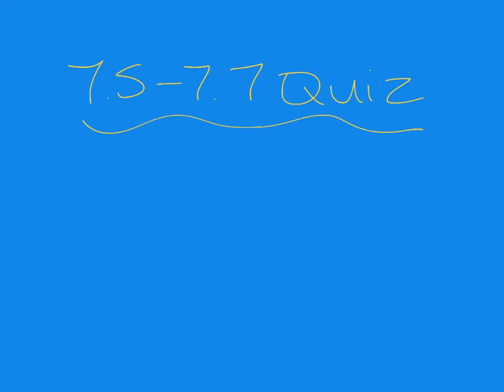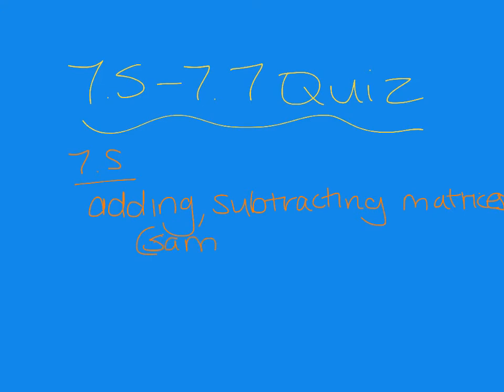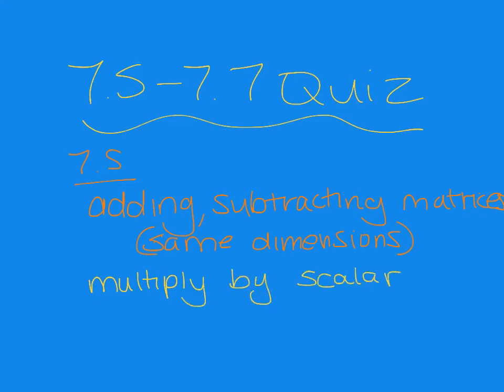So in 7.5 we did adding, subtracting matrices. And remember with these, they have to have the same dimensions. And then we did multiplying by a scalar. And then the combination of those, like a 2a plus 3b kind of a thing. My advice is check it first. Make sure you can even do it before you start multiplying by the scalar, because otherwise you're wasting time that you don't need to.